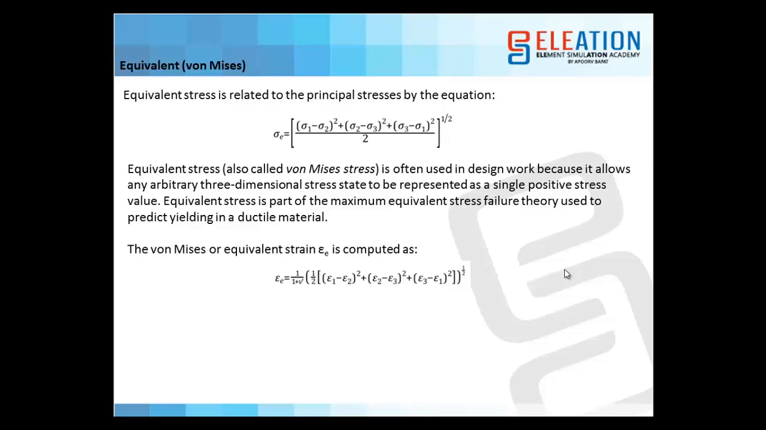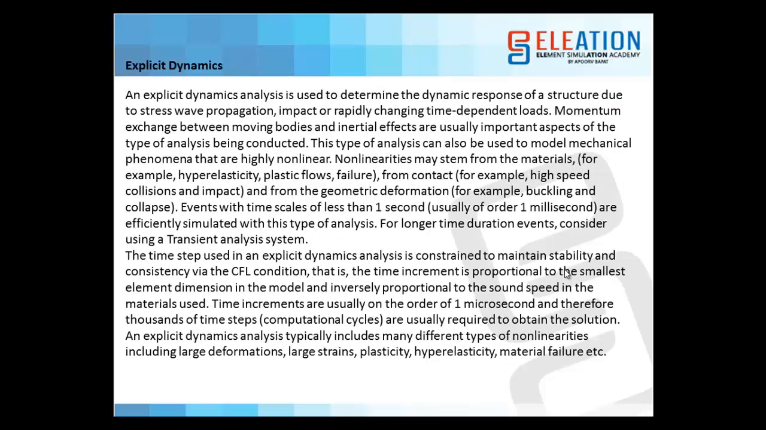So equivalent stress is a part of maximum equivalent stress failure theory used to predict yielding in a ductile material. Similarly, we also calculate von Mises or equivalent strain, which is computed using the below equation. So these are the two major outputs we see in static structural analysis, that is displacement, which we can see in XYZ direction, as well as stresses, which we can also see in XYZ direction, or we can combine it using the von Mises stress theory.